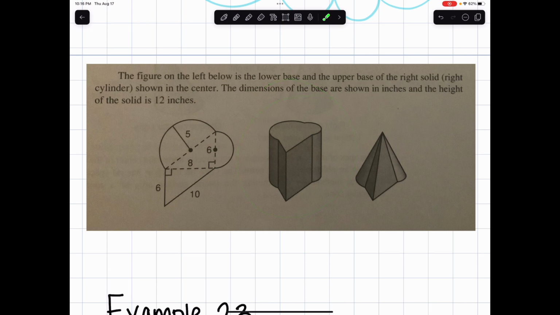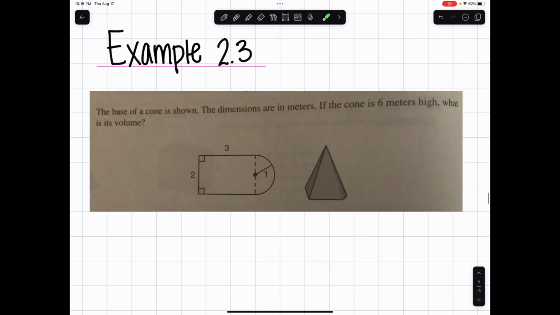But if it's, instead of being a cylinder like that, it's a cone, then it's going to be down to 1/3 of the size. Okay, cool. So that's how it works basically. Let's do an example. It's not going to be as complicated as that. The base of a cone is shown. So here's the base of a cone. The dimensions are in meters. If the cone is 6 meters high, okay, so that's the height.